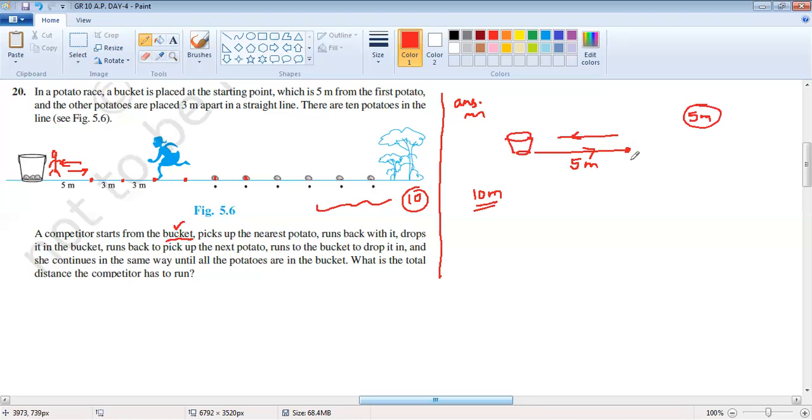Now she took the first potato and now she is going for 2. Where is she now after dropping the first potato? Again she is near the bucket. Again she is running. So how much distance is she covering? First 5, next 3. 5 plus 3, 8. Again 8 plus 8, so 16 meters she covered. Do you understand, ma?